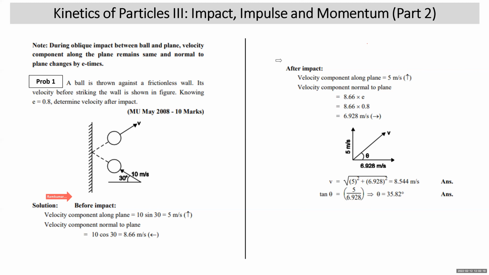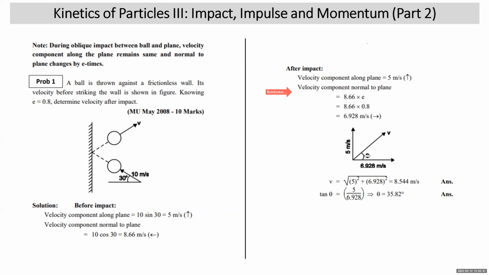Now we write the heading after impact. After impact, which component remains same? Along the plane. So velocity component along the plane is 5 meter per second. Velocity component normal to plane will change by e times. Multiply by e and direction will be reversed. Before impact, it is towards left. After impact, it will be in opposite direction. So 8.66 into e, which is 0.8, gives 6.928 meter per second.